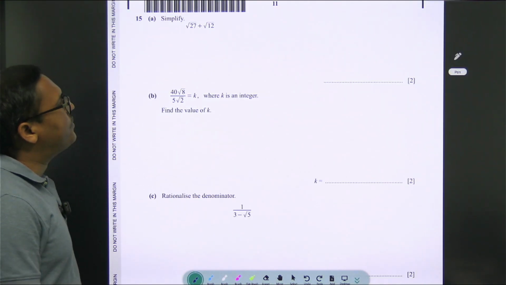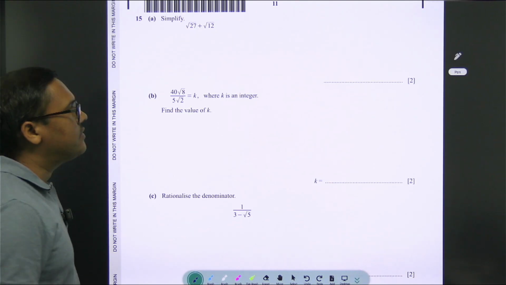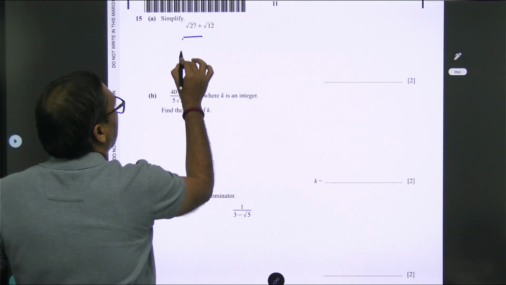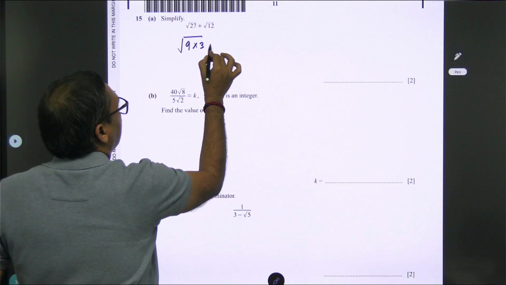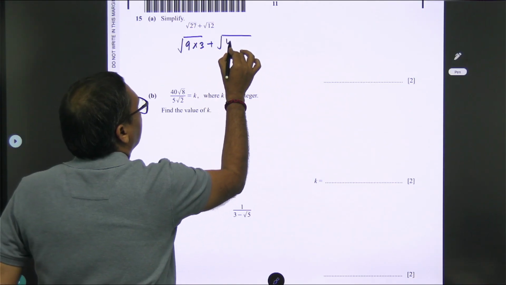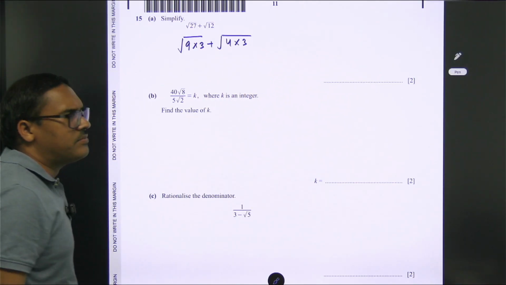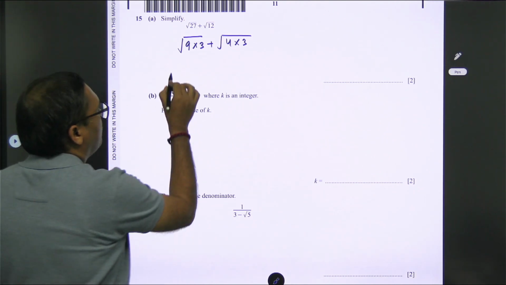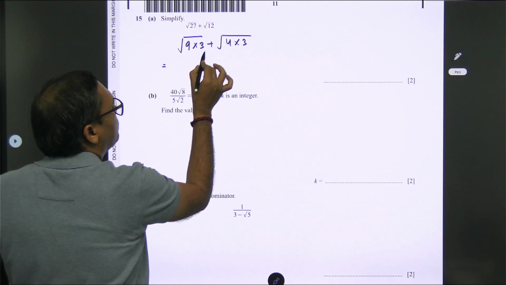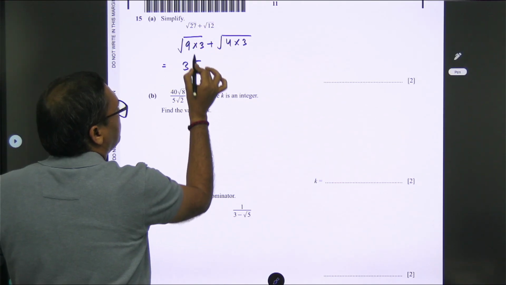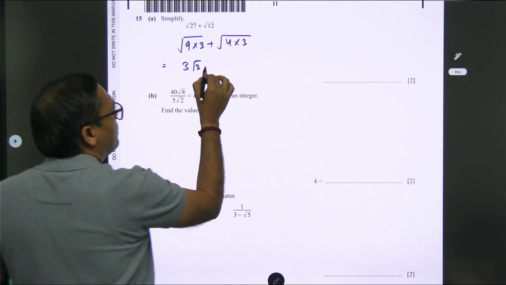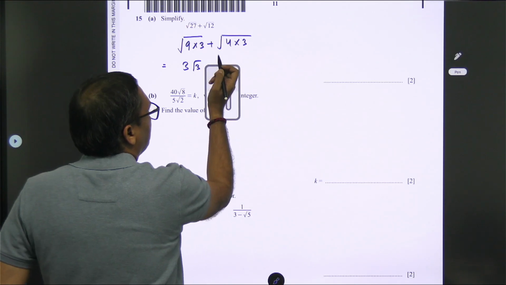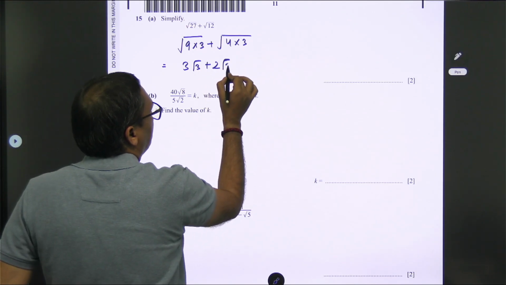So, if you have to simplify root 27 plus root 12, you know root 27 can be written as 9 into 3 and 12 can be written as 4 into 3. Why am I writing like this? Because 4 is a perfect square, 9 is a square number. Now this you can see is root 9 into root 3. So this is 3 root 3 because root 9 is equal to 3. And what is root 4? Root 4 is 2. So this is plus 2 root 3.